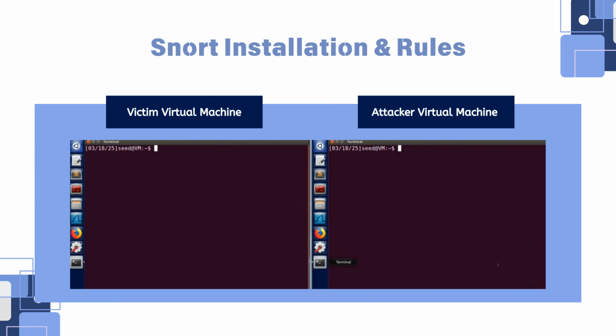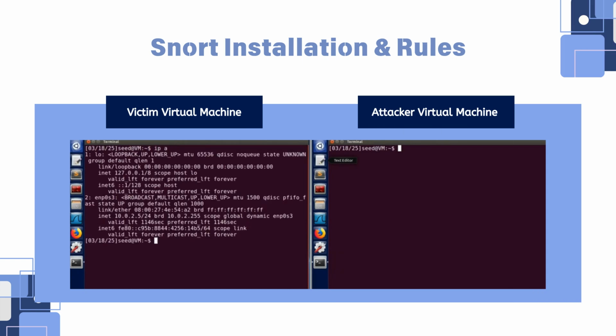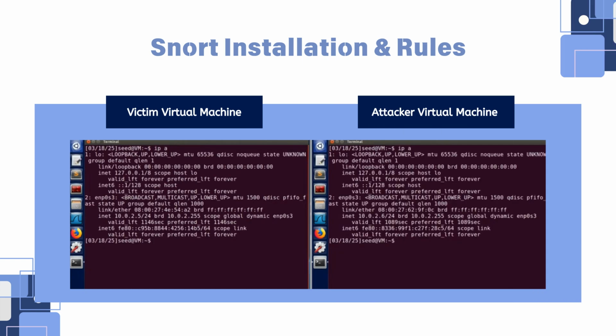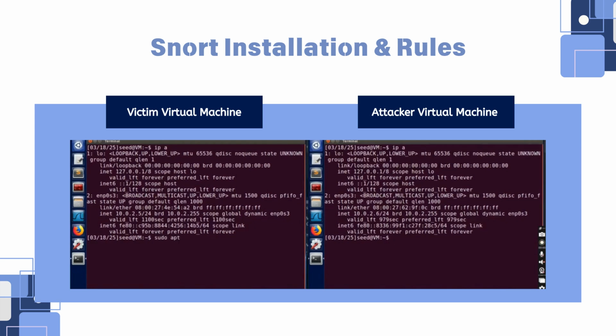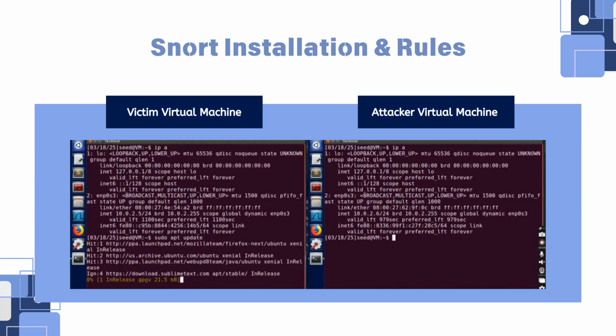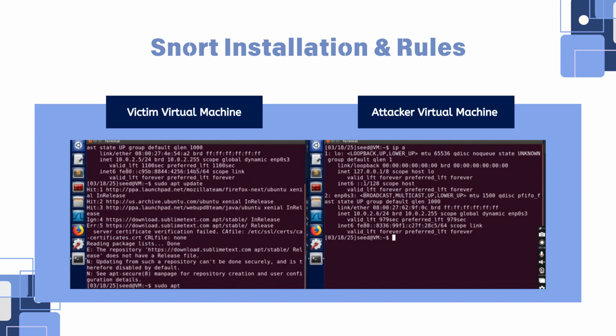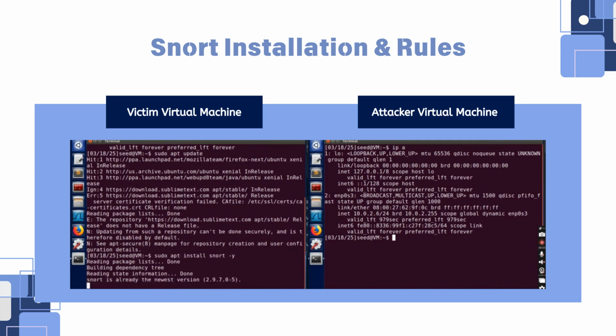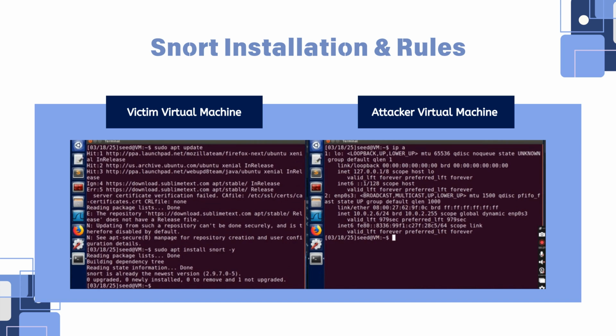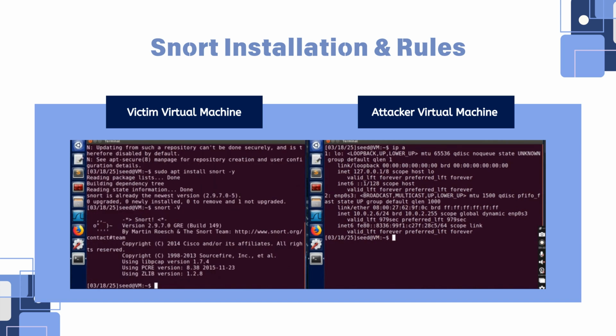Hi, today I'm going to talk about Snort installation and rules. To successfully conduct network attack simulation, you need two virtual machines, one acting as the victim and the other as the attacker. First, ensure that both VMs are connected to the same network and belong to the same subnet, allowing seamless communication between them. Next, update your system to ensure it has the latest packages and dependencies.